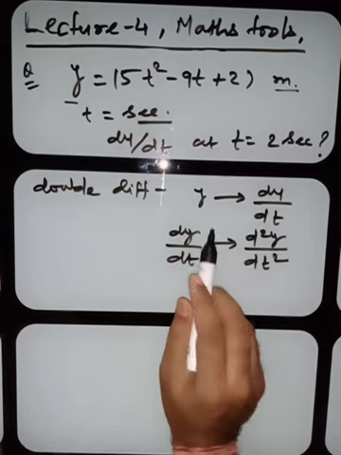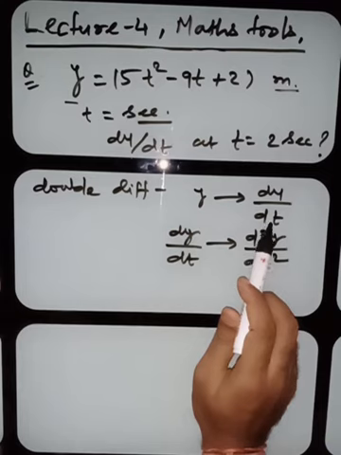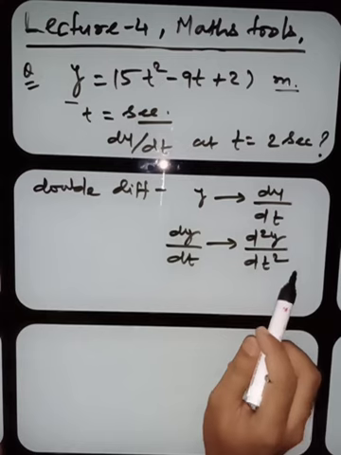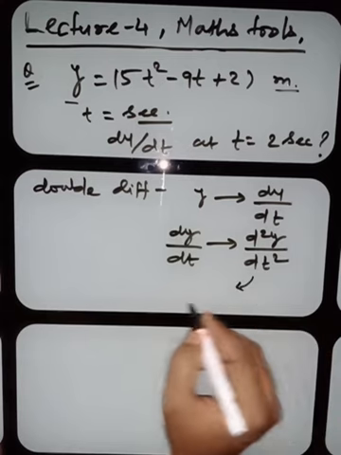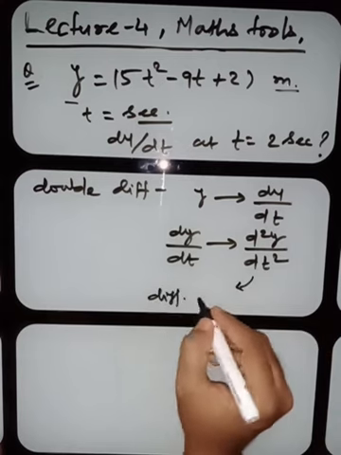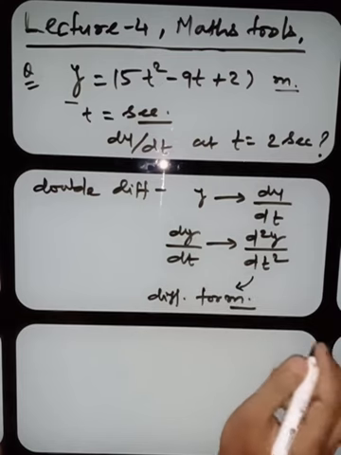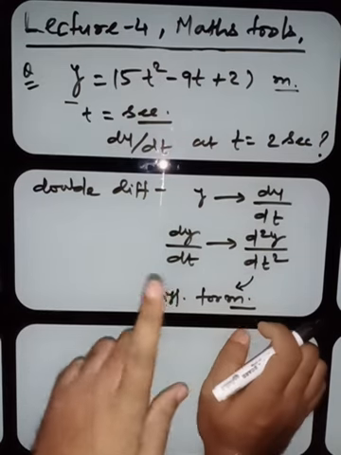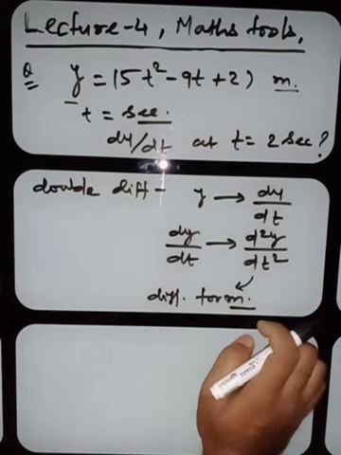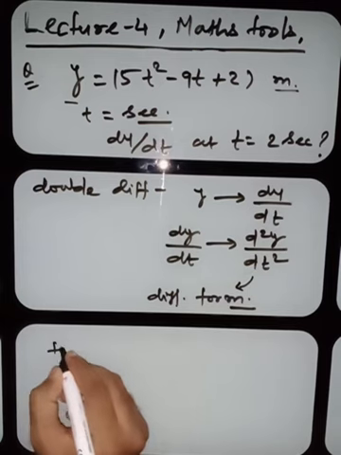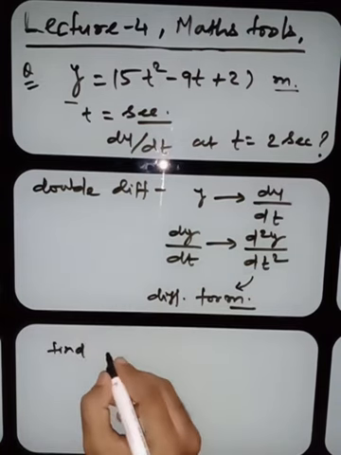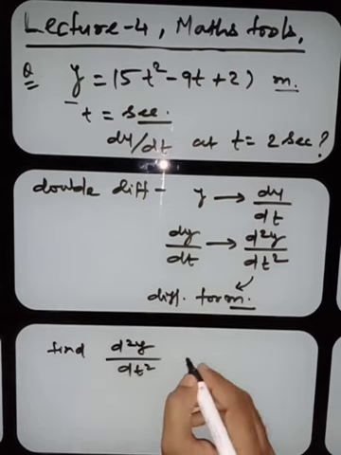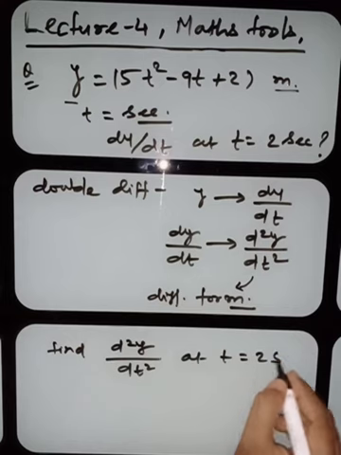When you differentiate y, you will get dy by dt, but when you differentiate dy by dt, you will get d2y by dt square, and this is also called the differential equation, differential form. So try to remember these names: differential form, differential equation, double differentiation. But the question is asking, in this question, in the previous one, d2y by dt square at t equals 2 seconds.